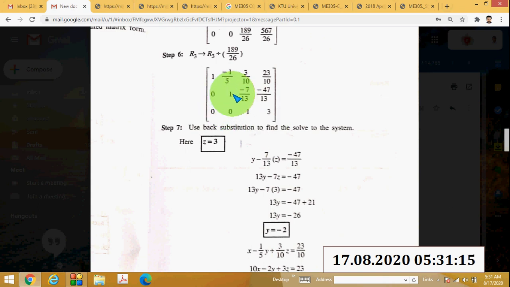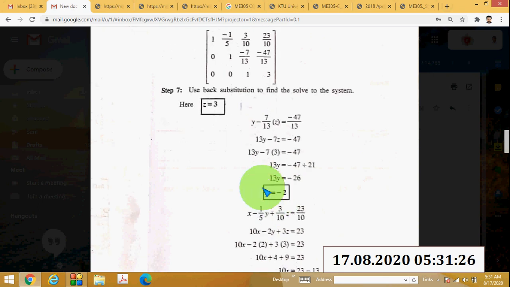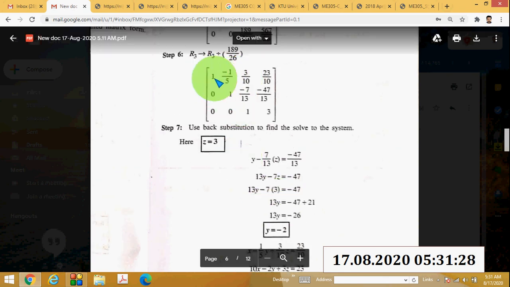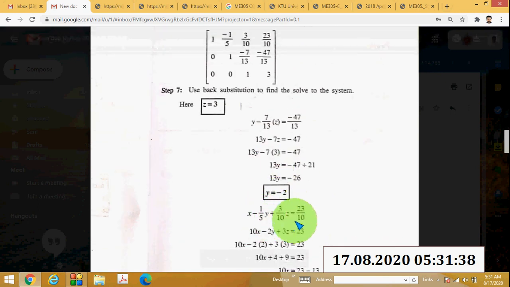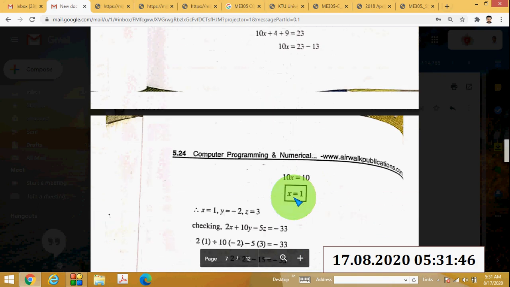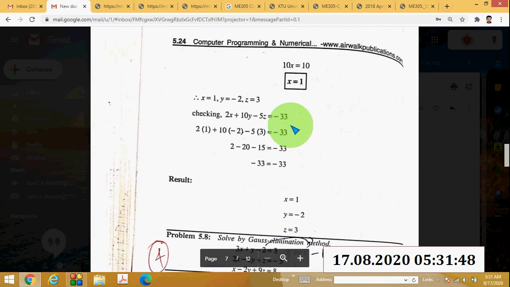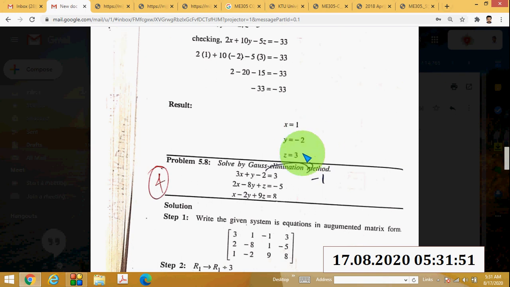Then take the second row, y minus 7 by 13 z is equal to minus 47 by 13. Then you have to substitute the value of z here. The z value is 3, you will get the value of y, so y is equal to minus 2. Then take the first row, x minus 1 by 5 y plus 3 by 10 z is equal to 23 by 10. You have to substitute the values of y and z here, you will get the value of x. Finally the value of x is equal to 1, y is equal to minus 2, and z is equal to 3.